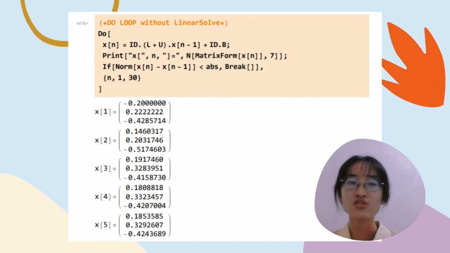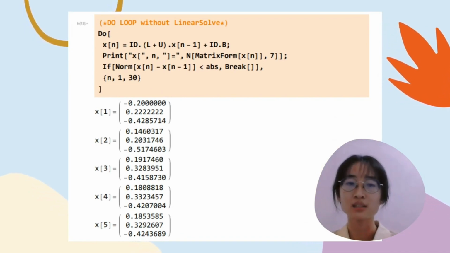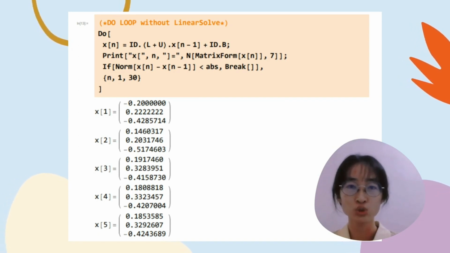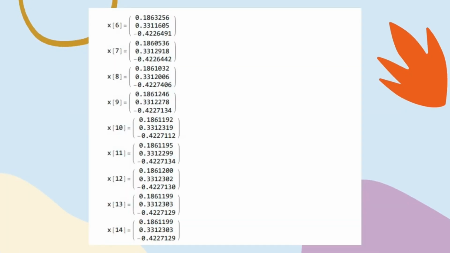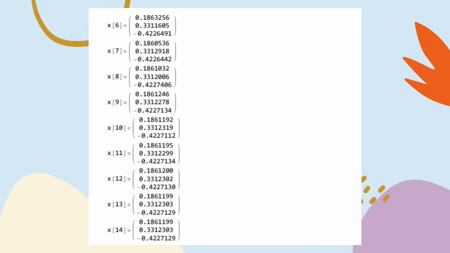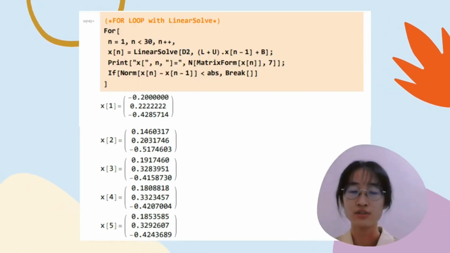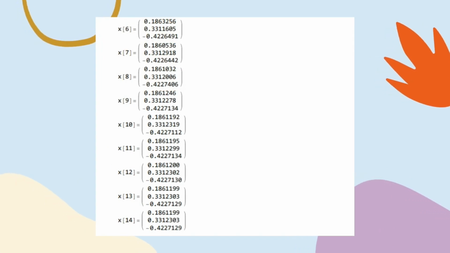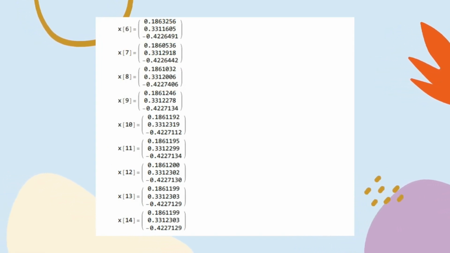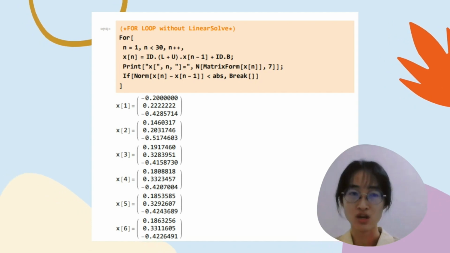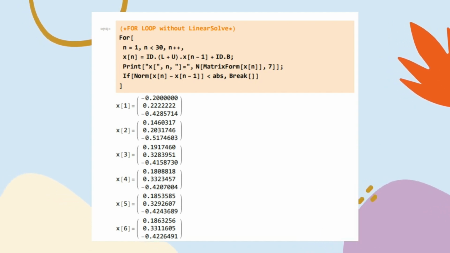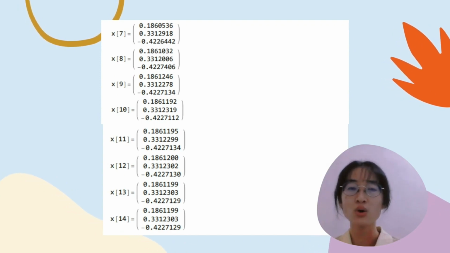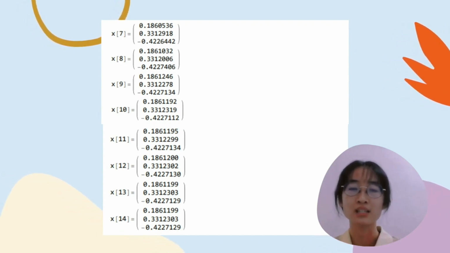The next three codings are the alternative methods of the coding discussed just now, and they are: do loop without linear solve, for loop with linear solve, and for loop without linear solve. They will also show that the iteration will stop at the 13th iteration.